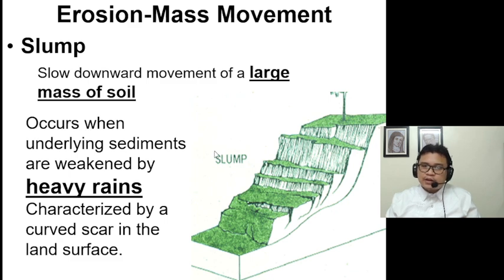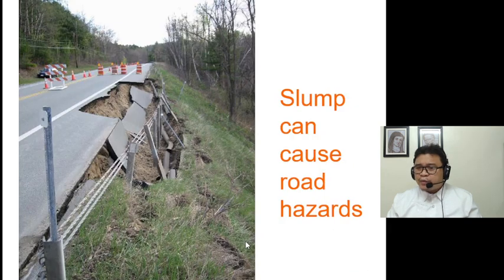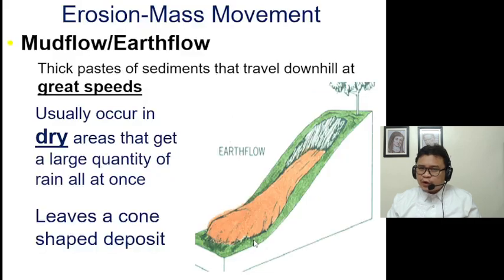Now, these are common in areas that, of course, have steep slopes. This is a slow downward movement of a large mass of soil. And take note of this, it occurs when underlying sediments are weakened by heavy rains, and they are characterized by a curved scar in the land surface. And usually they occur in layers, okay, just like this. And sometimes these are associated with road hazards, especially on those roads that are located on steep slopes. Okay, so that's what you call slumps.